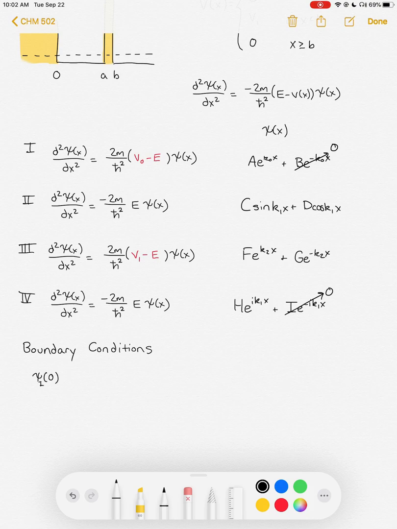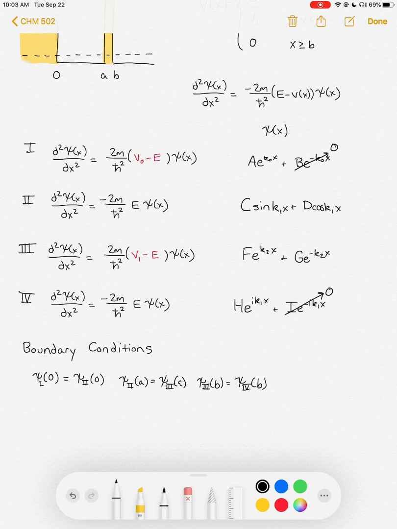So the boundary conditions here are that the wave function at the boundaries has to be equal. Our first part of the wave function at 0 has to equal the second part of the wave function at 0. The same thing applies for the second part at A, which has to equal the third part at A, and then the third part at B has to equal the fourth part at B. This is all our boundary conditions, ensuring our wave function is continuous.